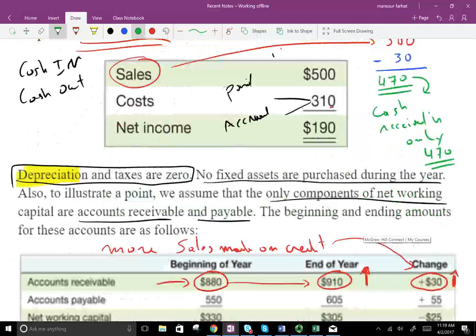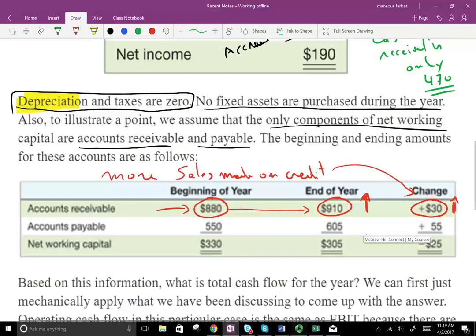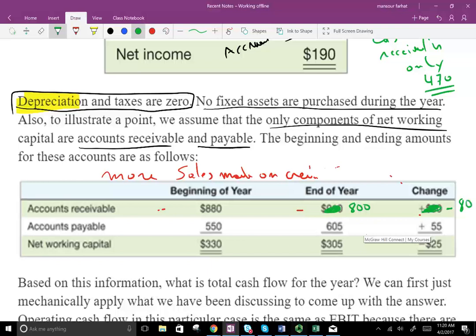How did I know this? Because my account receivable went up. Now, if you want to work a different example, let's assume you started the year with 880. Okay, let's change the numbers now. You started the year with 880, but you end up the year with 800 in receivable. It means the change was negative 80. So account receivable went down by 80. What does that mean from a cash flow perspective?